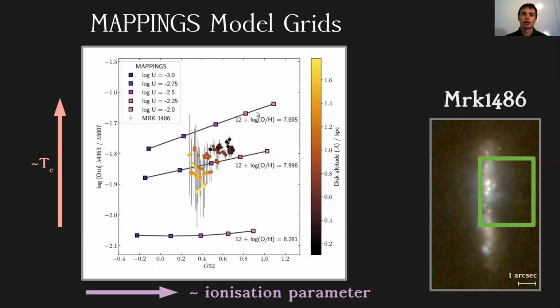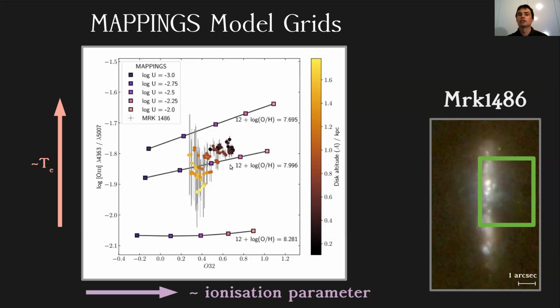The colored squares are then showing the predictions from MAPPINGS photoionization model grids, where each line is a line of constant metallicity for 3 different values of the metallicity, and the color coding indicates different values of the ionization parameter. And so if we look at the observed points from Mrk1486, you can see they form something of a sequence starting here at the plane of the disk, and then as we move away, we're moving down to lower temperatures and lower ionization parameters, moving away from the plane of the disk.